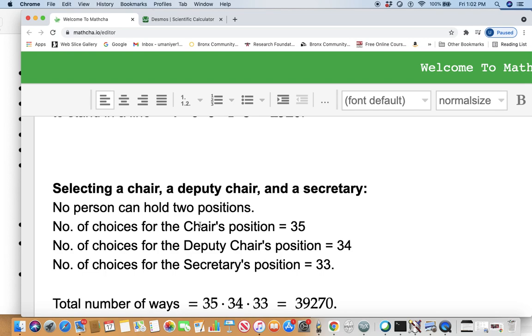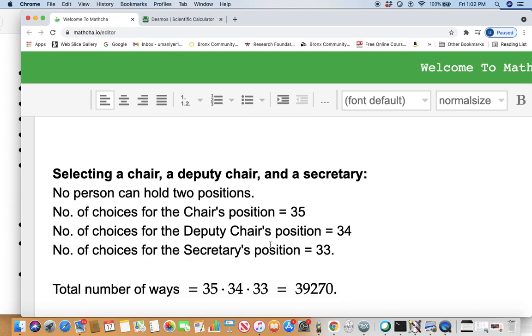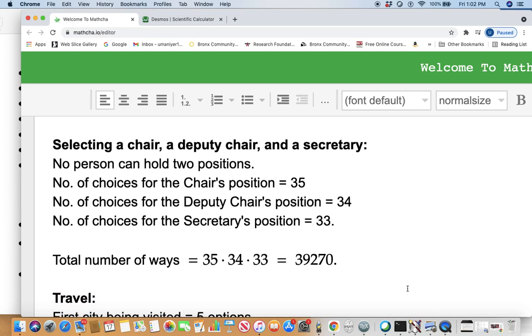Start with the chair. Number of choices for the chair's position, 35. Number of choices for the deputy chair's position is 34 because 1 person is chosen here. So 34 choices left. Number of choices for the secretary's position is 33 because 2 people are chosen here. So in all, the total number of ways is 35 times 34 times 33, which is 39,270.